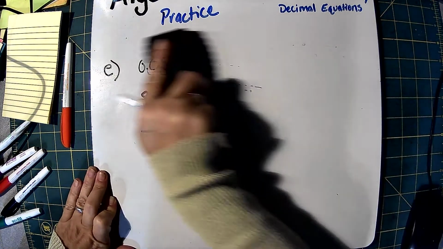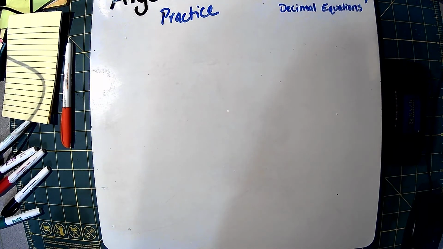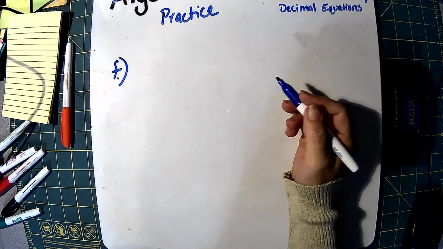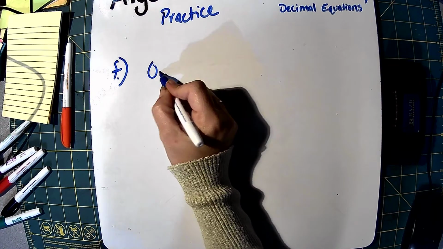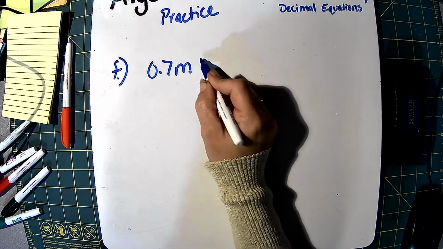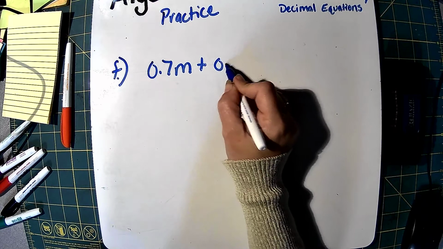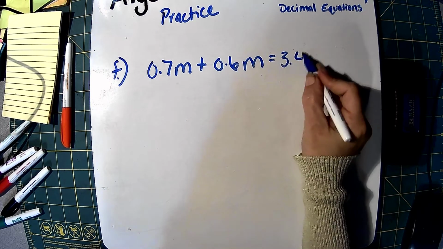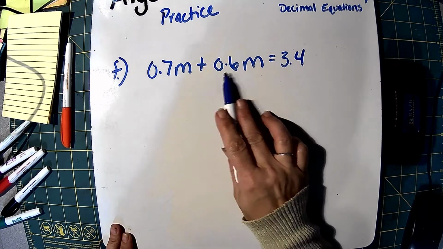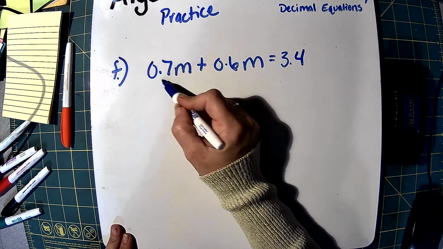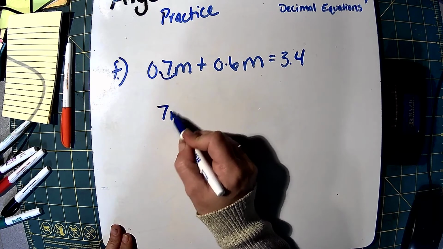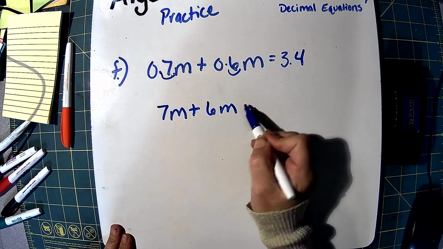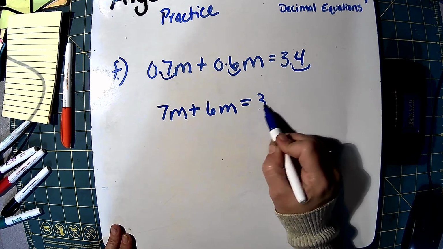All right, let's try the next one. One more. This is F, and it is 0.7 m plus 0.6 m equals 3.4. Now on this one, one decimal place, one decimal place, one decimal place, so we're going to move them all just one. So it'll be 7m plus, move it 1, 6m equals, move it 1, 34.